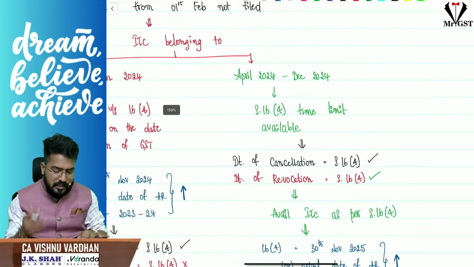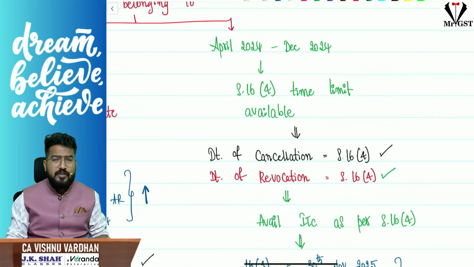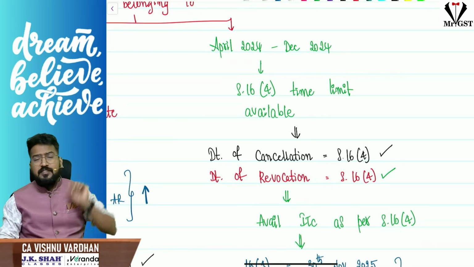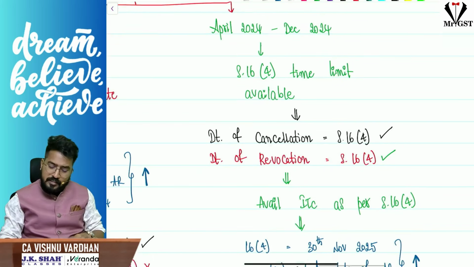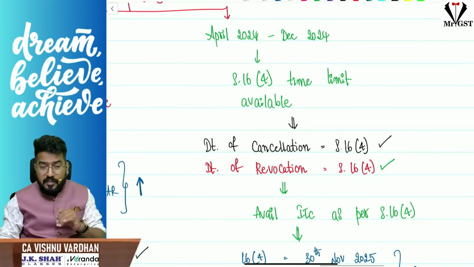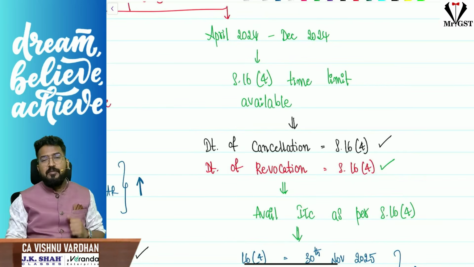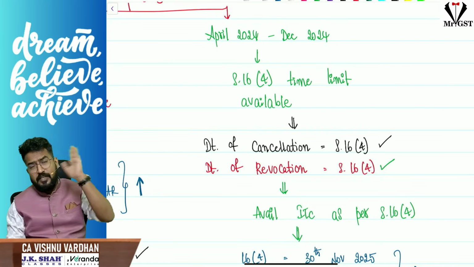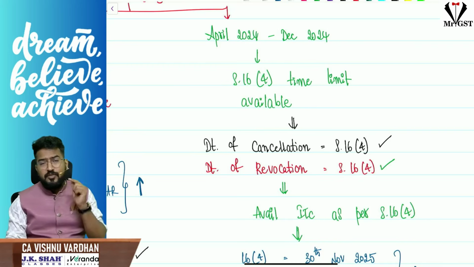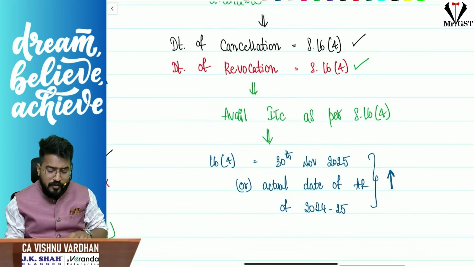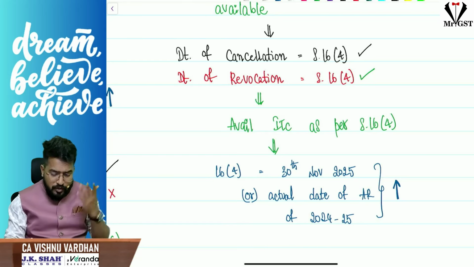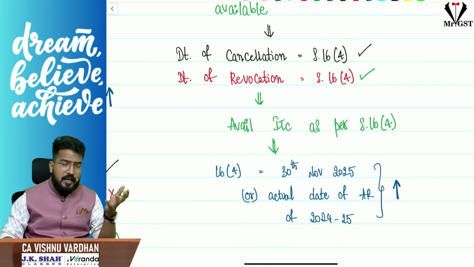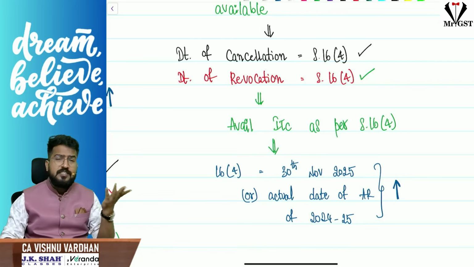Suppose, sir, coming to April 2024 to December 2024, returns also I have not filed. For that also I have not taken ITC still. At the time of cancellation of my registration, that 16 subsection 4 time limit is over. After revocation also, still the 16 subsection 4 time limit is available for me. That is, this is coming in the 24-25 financial year, so 30th November 2025, or the actual date of filing the annual return of 24-25. Till that I have the time limit, no. So April to December 2024 returns, I can happily file accordingly, and I can take ITC. I need not see 16 subsection 6 itself.